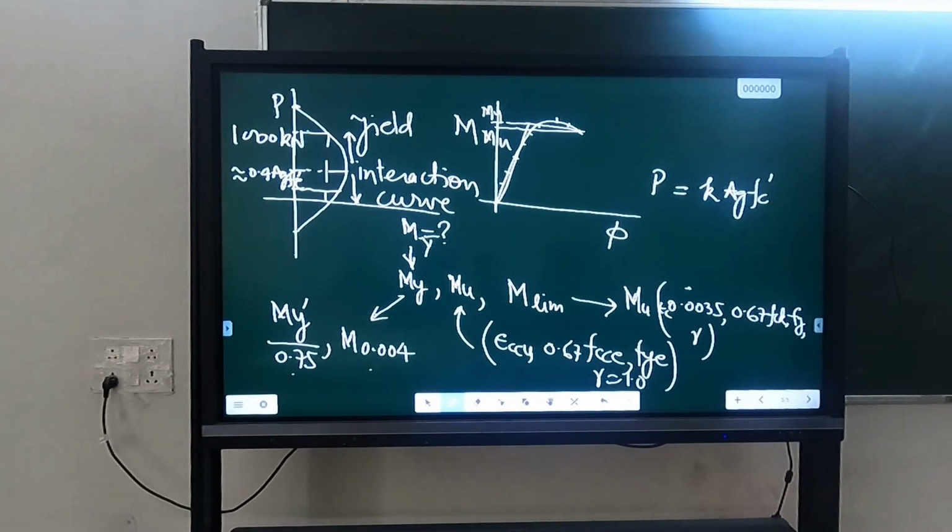I did not want to do that calculation, because I did not want to go into that detail. That's why I have taken it as 0.1 AG FC dash. But you can take it in terms of Pu as well. You can calculate Pu and then you can calculate in terms of that.